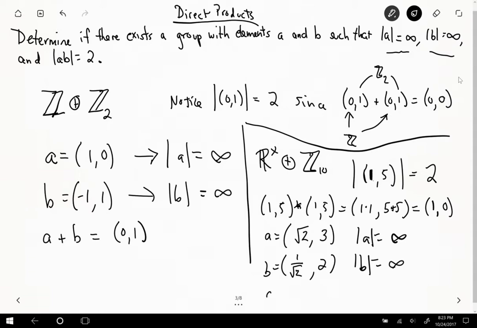So when you look at this a, whatever our operation is, started with b, notice that would be square root of 2 times 1 over square root of 2, and then 3 plus 2 in that second coordinate, and so we have this equals (1, 5), which we already know has order 2, and so that would be our example. Hopefully that helps see how you can have some crazy things happen when we start looking at direct products.